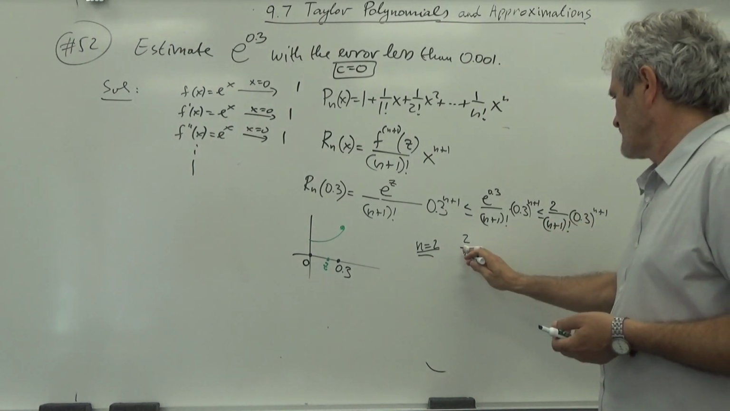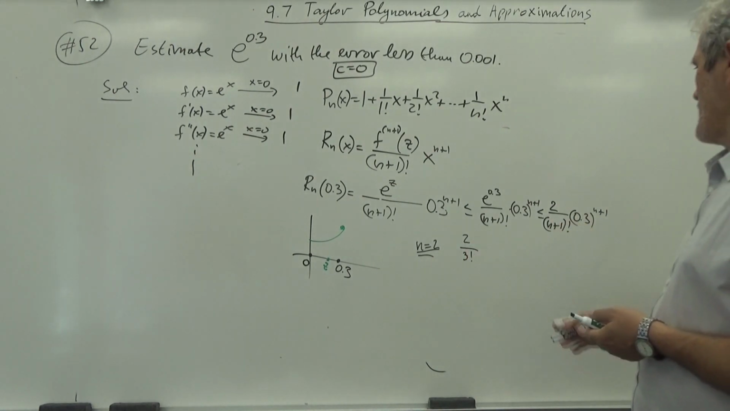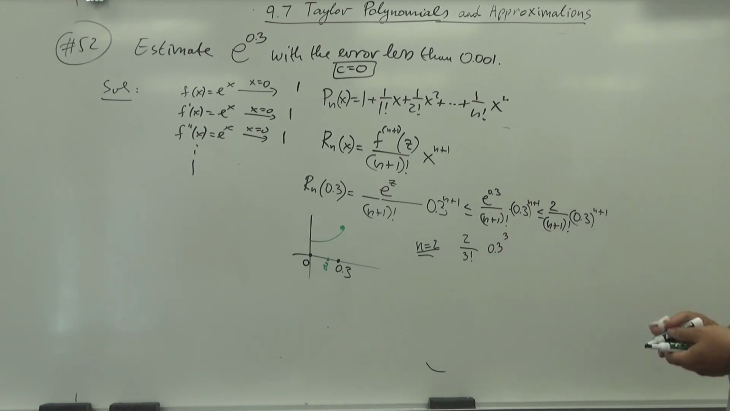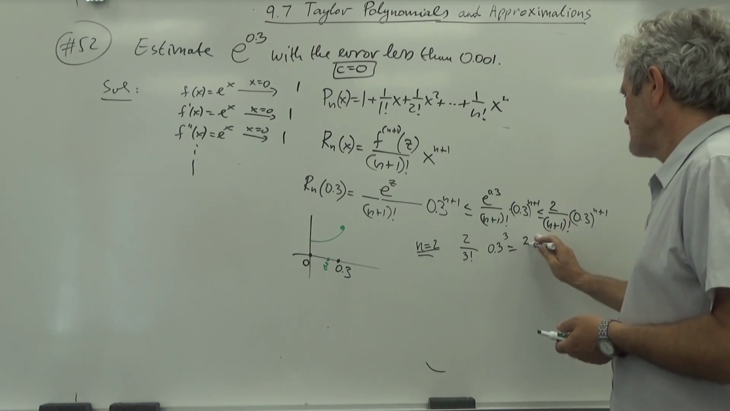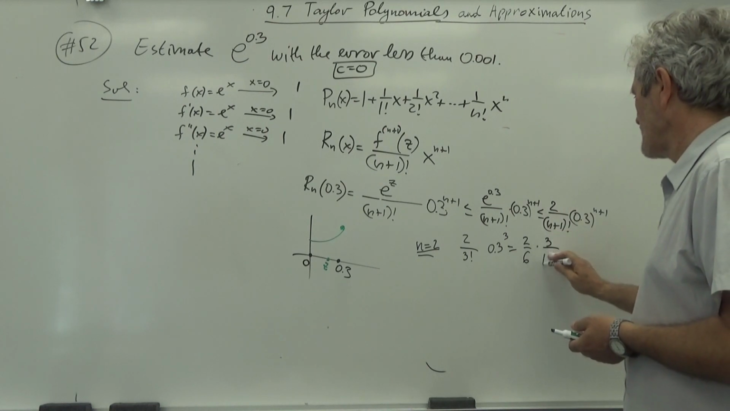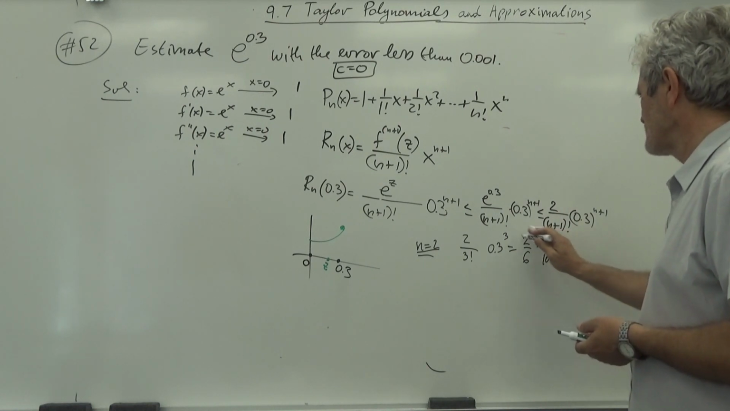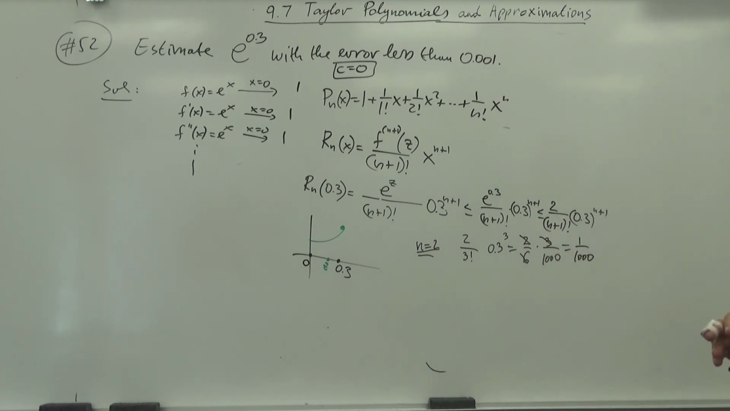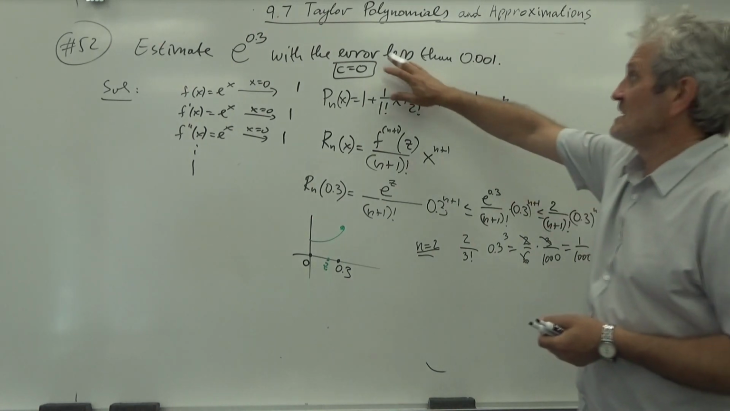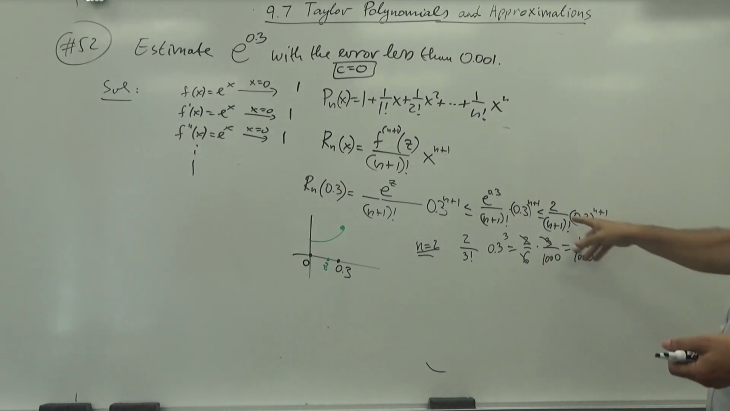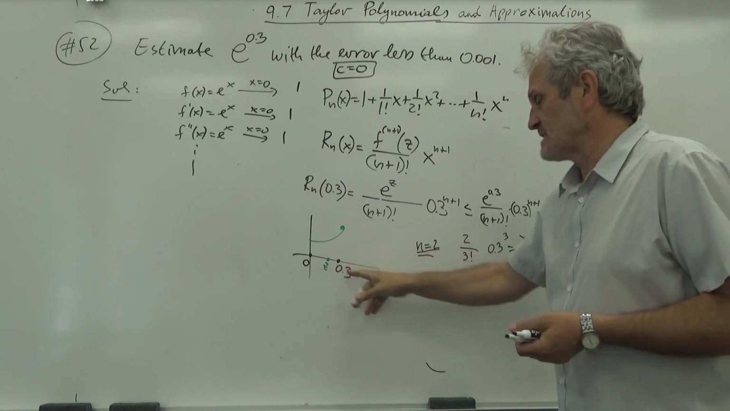2 over 3 factorial times 0.3 cubed. So what would that give me? It's 2 over 6 times 3 over 1,000. Ooh, we just got it right with the quadratic, which is 1 over 1,000. So generally what can I say here? Mine is just less than or equal. Probably I'm not that unlucky that it's exactly at 0.3.